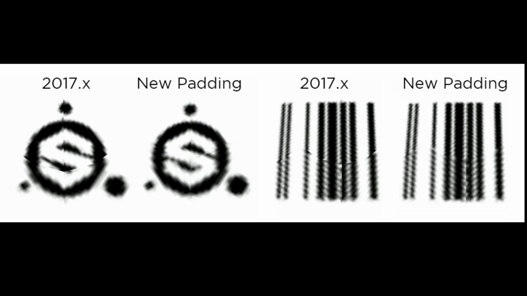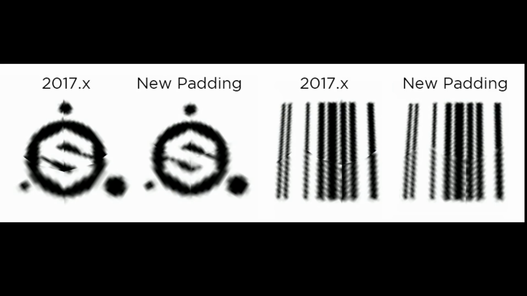I don't actually have a 2017 to load up at the same time to demonstrate it, but here you can see in 2017.x, in this logo, you can really see some of these seams showing up. And then if you look at the new padding version, what the team has done behind the scenes really helps to further minimize any of those seam issues you were getting. Here again, you can see something with these vertical bars, the difference between 2017 and the new padding version.